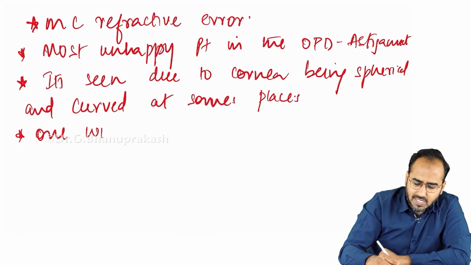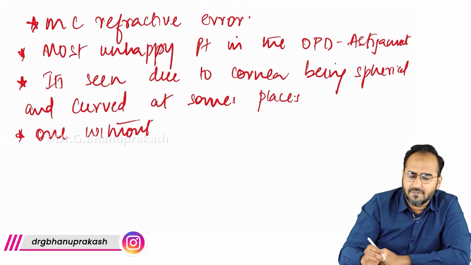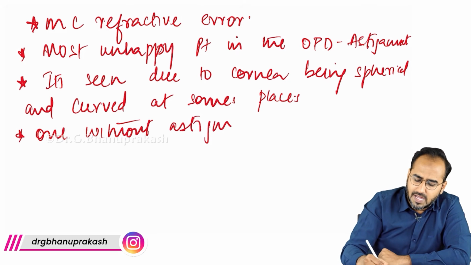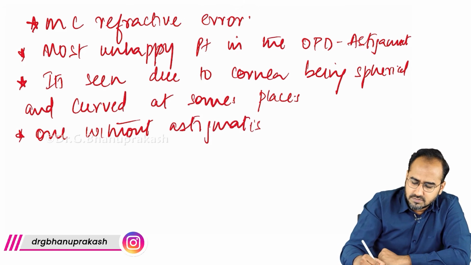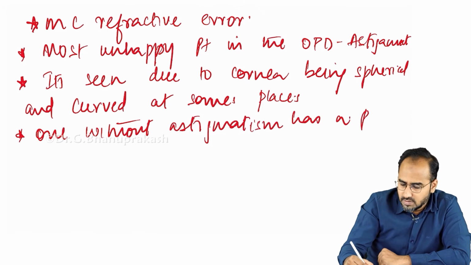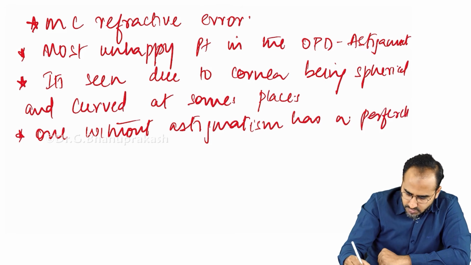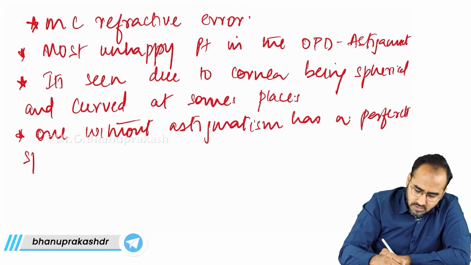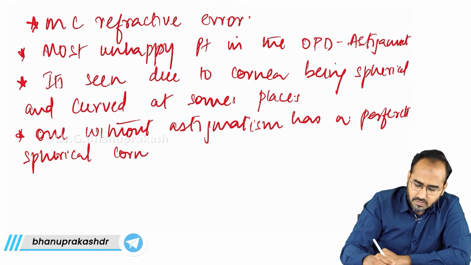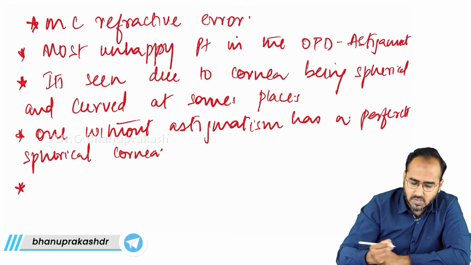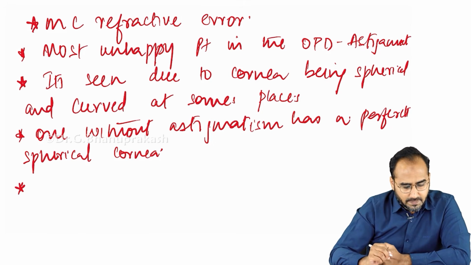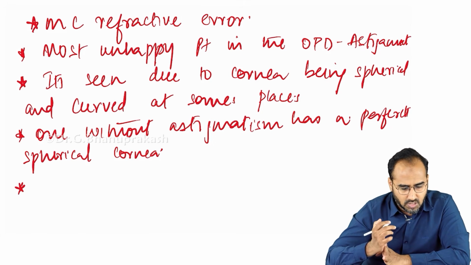One without astigmatism has a perfectly spherical cornea.